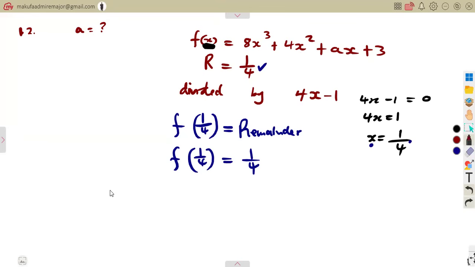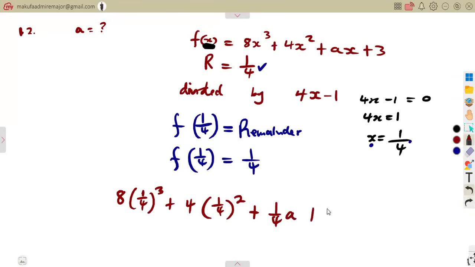So let's solve. We are going to obtain 8 into x, which is 1 over 4 to the exponent of 3. Remember, substitute your x there, plus 4 into x, which is 1 over 4 to the exponent of 2, plus ax. So remember, our x is 1 over 4. So that's 1 over 4 times a, plus 3. We do not have x there.